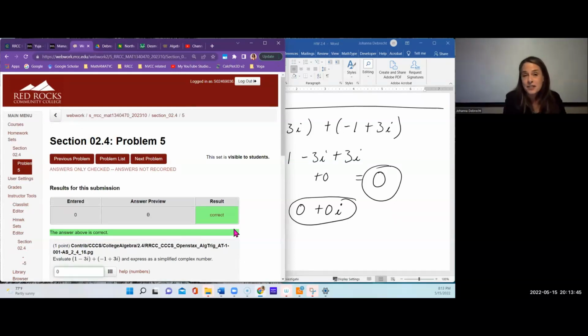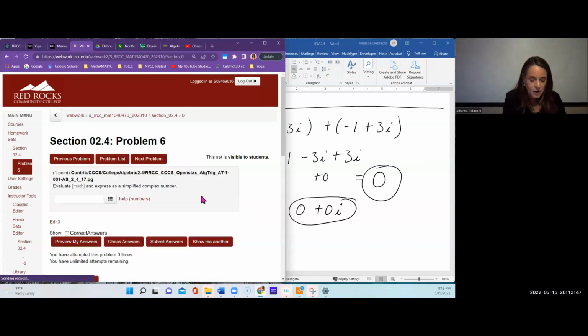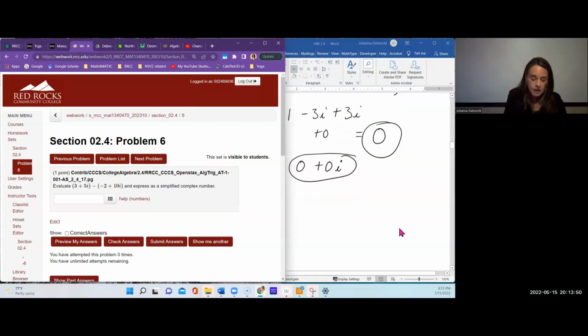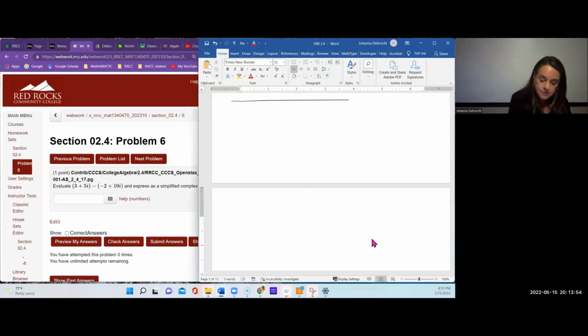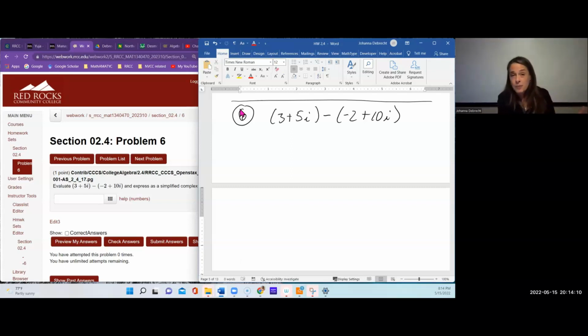Yep, it liked it just fine. What about subtraction? Looking at problem number 6, we see that we've got subtraction. In number 6, we have 3 plus 5I minus negative 2 plus 10I. Well, if I didn't tell you they were complex numbers, what would you have done? I know, you distribute that negative, of course, so do it.